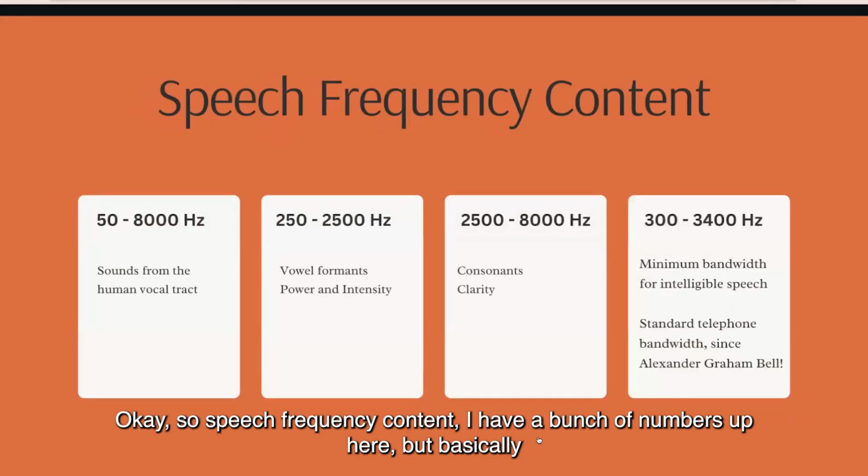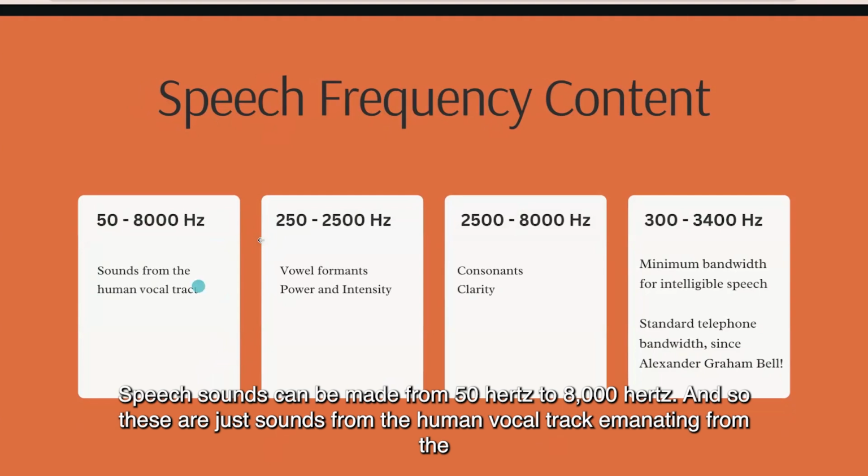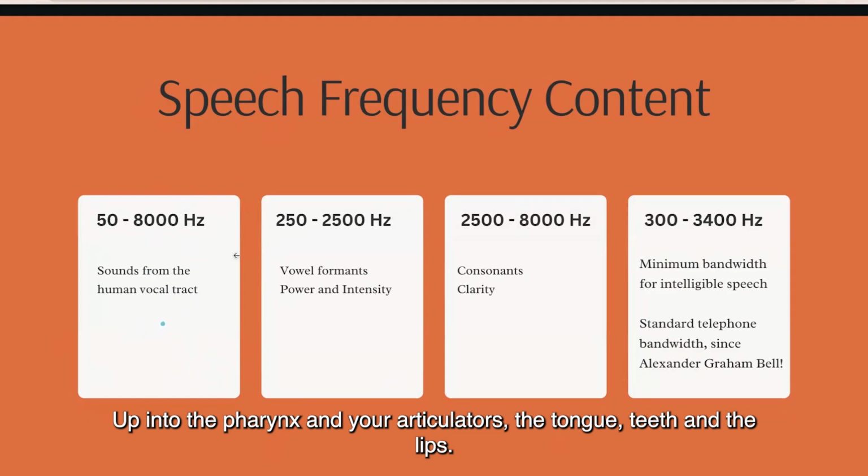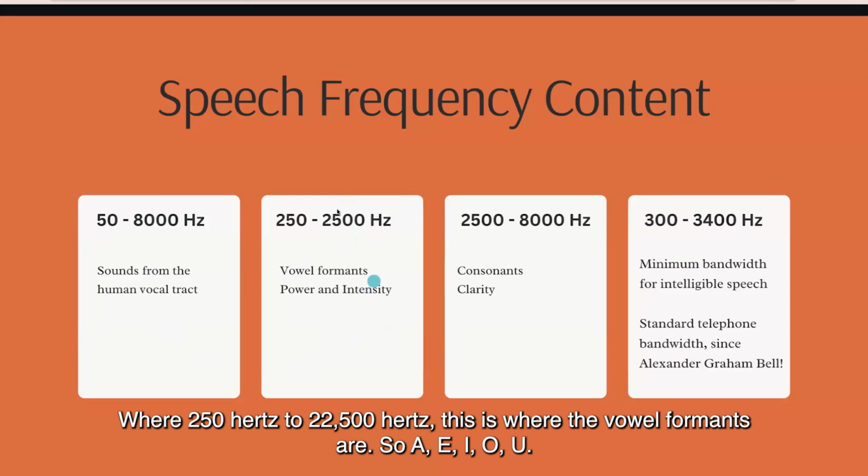Okay, so speech frequency content. I have a bunch of numbers up here, but basically speech sounds can be made from 50 hertz to 8,000 hertz. These are just sounds from the human vocal tract, emanating from the voice box all the way up into the pharynx and your articulators: the tongue, teeth, and the lips. 250 hertz to 2,500 hertz is where the vowel formants are. So A, E, I, O, U.